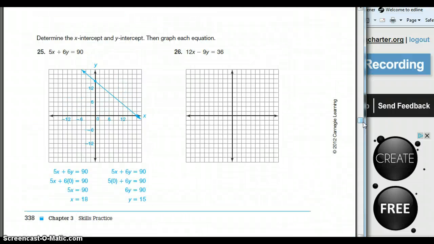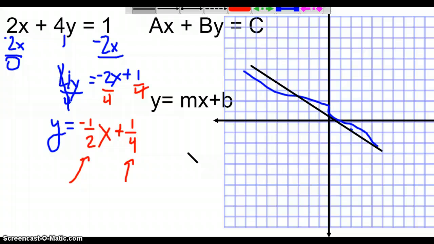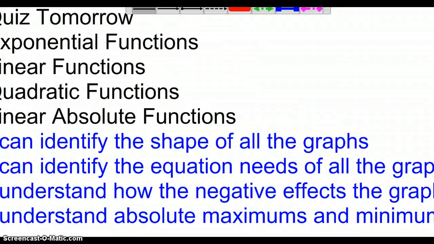So hopefully you're listening. But I do not want you to put it into y equals and graph it. I want you to find the x and y intercepts, plot them, and draw the equation on there. So this is your homework write-up, right? Oops, where is it? There it is. Skills book 337 to 339, 19 through 30.